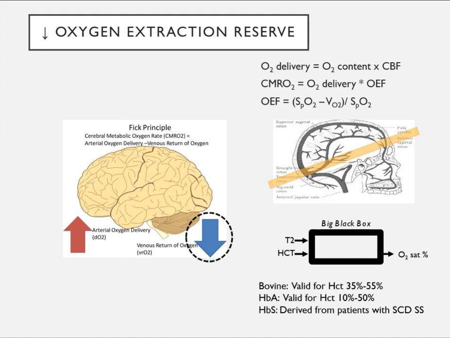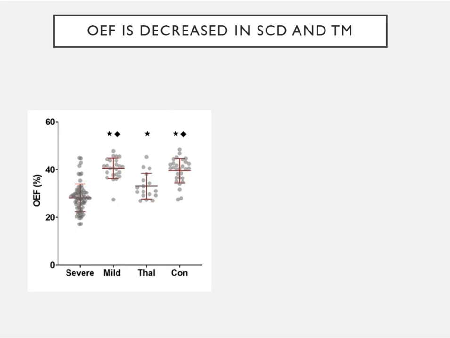And why does this matter? Because they predict different results. This is the oxygen extraction fraction predicted in patients with severe sickle cell disease, mild sickle cell disease, thalassemia, and controls. And interestingly, the mild sickle cell disease patients do not have different oxygen extraction fractions than controls, but their hemoglobin levels are on the order of 10.5 to 11 grams per deciliter, so they're not that anemic.